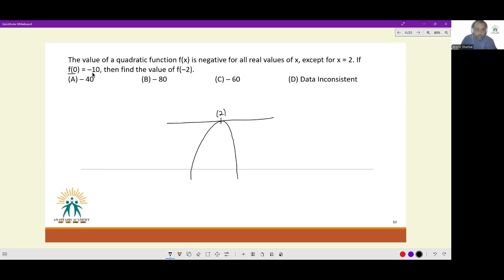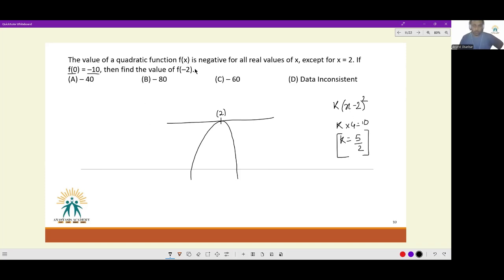Now we are told f(0) is equal to minus 10. The expression can be written as k times (x minus 2) whole squared. In order to figure out the value of k, we replace x with 0. So we get k times 4 is equal to 10, or k is equal to 5 by 2. If k is equal to 5 by 2, then our life is simple.